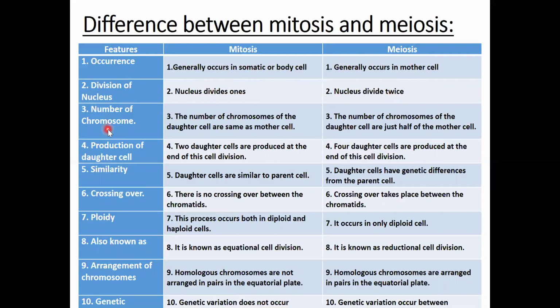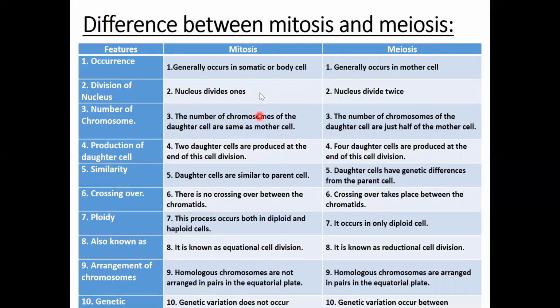And the number of chromosomes of the daughter cell is the same as the mother cell in mitosis, but in case of meiosis, the number of chromosomes of the daughter cell is just half of the mother cell. And the production of daughter cells: mitosis produces 2 daughter cells and meiosis produces 4 daughter cells. And the similarity: in mitosis the 2 new daughter cells are similar to their parent cell, but in case of meiosis, the daughter cells have genetic difference from the parent cell.